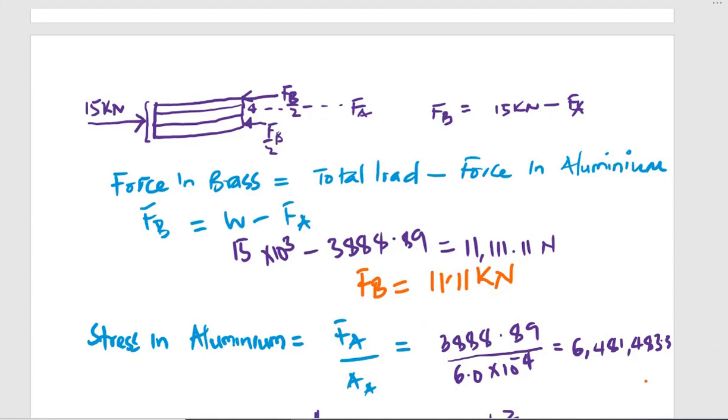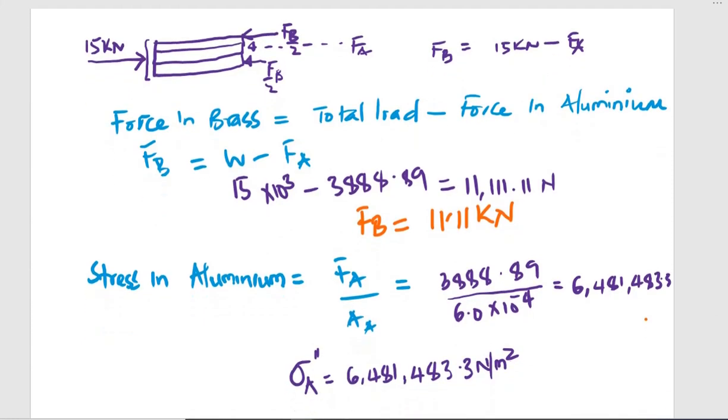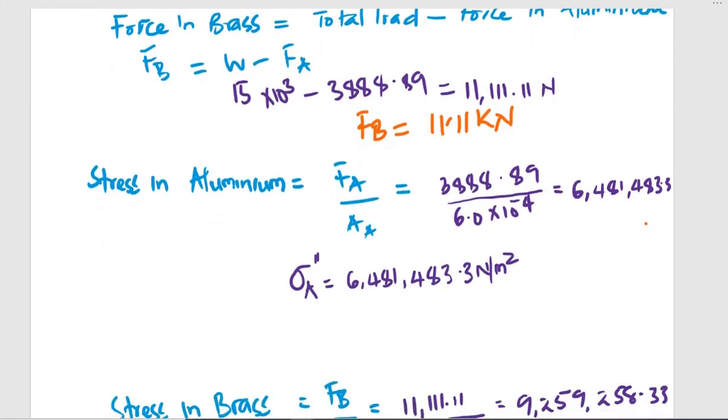Now, what about the stress in aluminium? Stress in aluminium will be the load taken up by aluminium divided by the cross-sectional area, which gives you 483.3 newton per square meter. That means if we say this is sigma A in aluminium, as a result of that external load applied, it will equal 6.48 mega newtons per square meter.